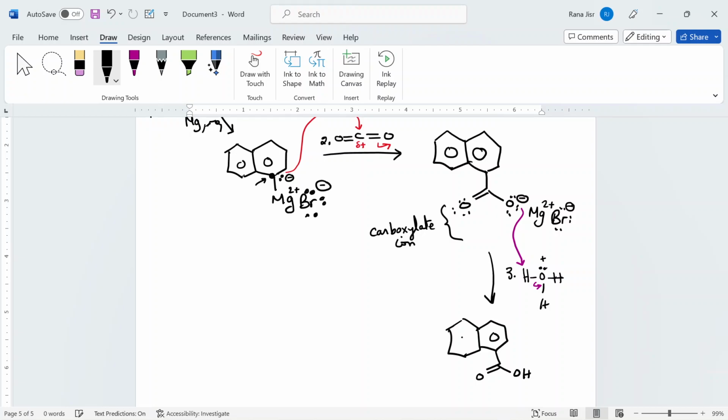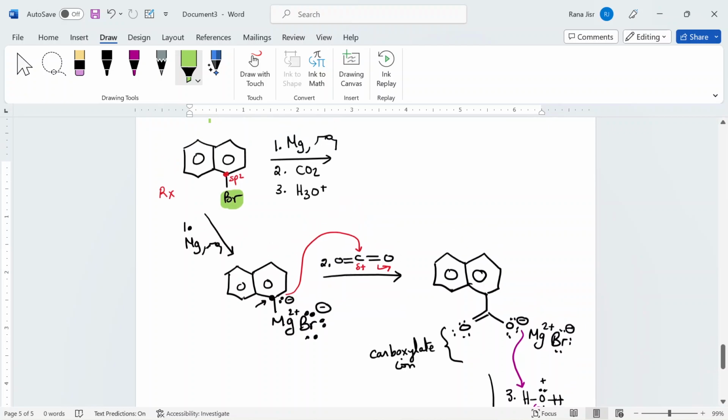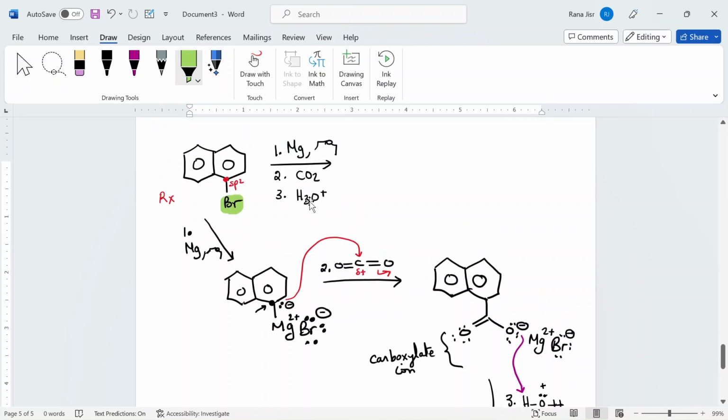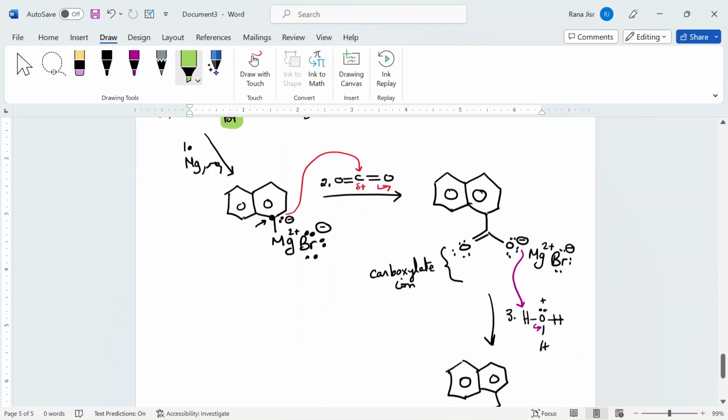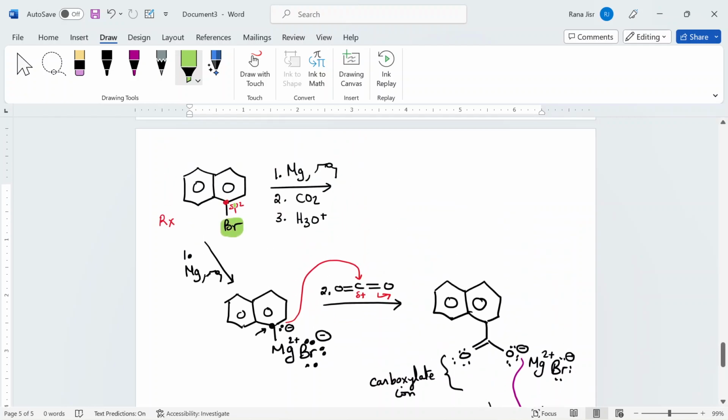I just want you to see what we did over here. We started with a bromine on the benzene. We did those three steps in there. All we ended up with is replacing the bromine with the carboxylic acid. So here my final product is going to be replacing the bromine with a carboxylic acid.